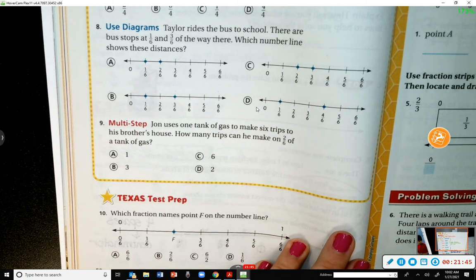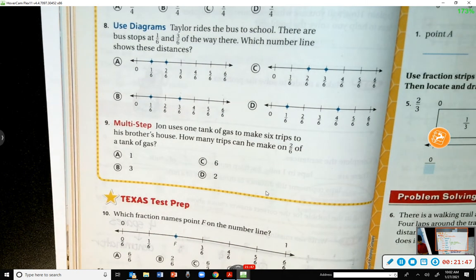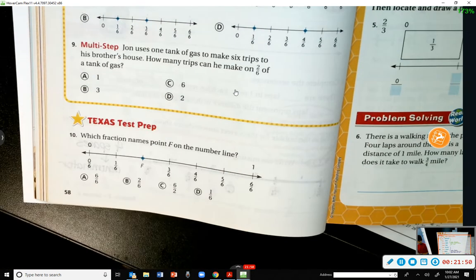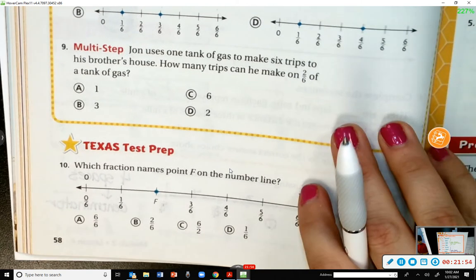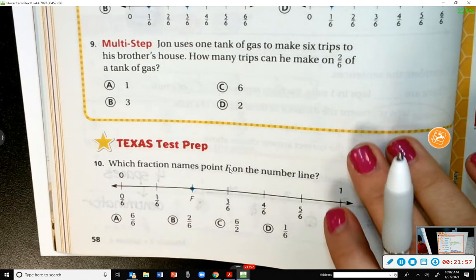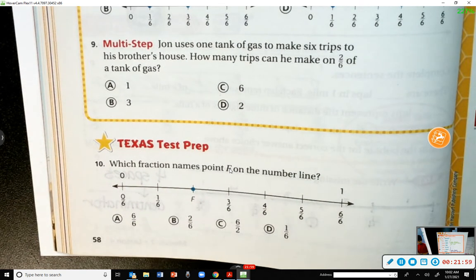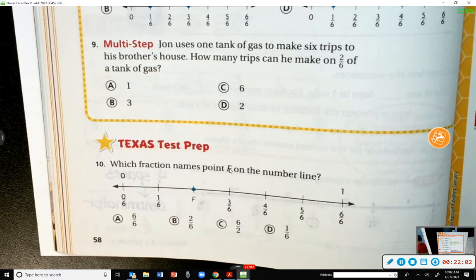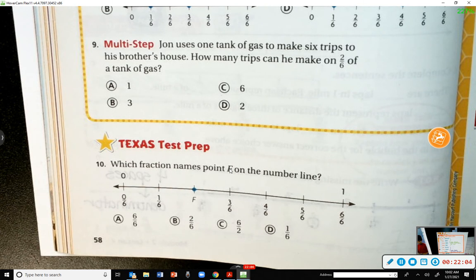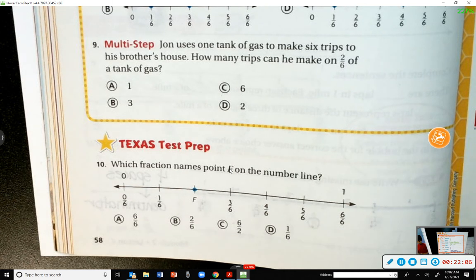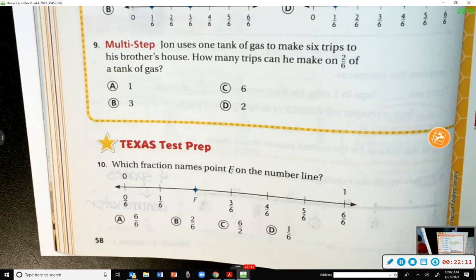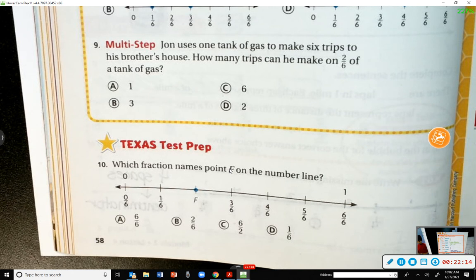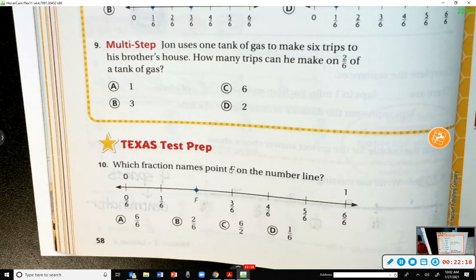Everybody there? Okay, let's skip down to number 9. Kind of skipping around based on what we need to work on. All right, Bryson, go ahead and read. John uses 1 tank of gas to make 6 trips to his brother's house. How many trips can he make on 2/6 of a tank of gas?